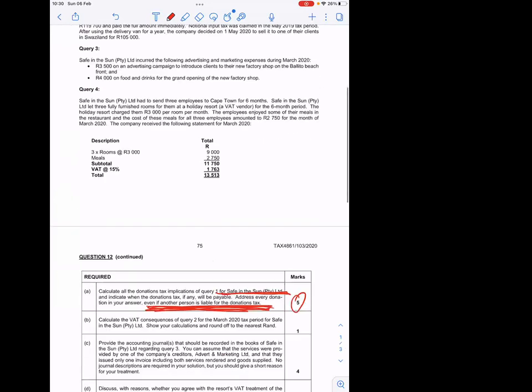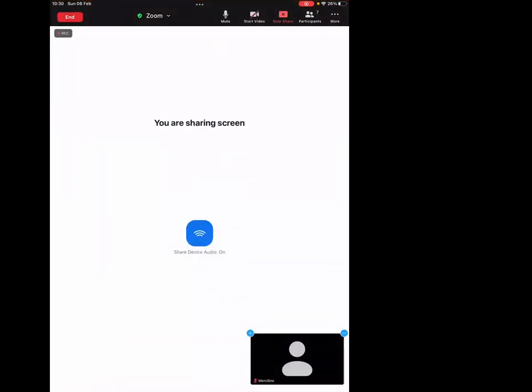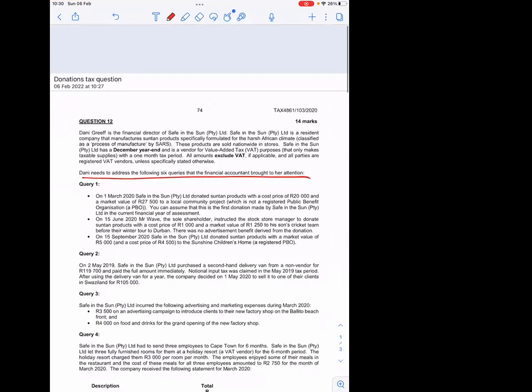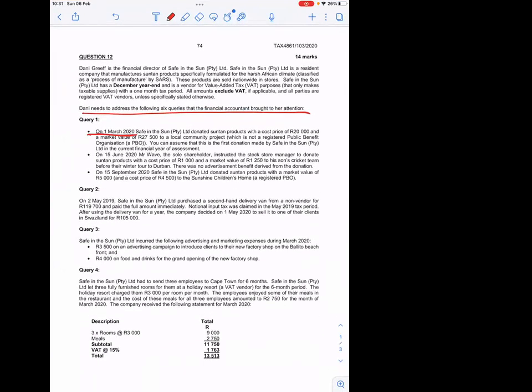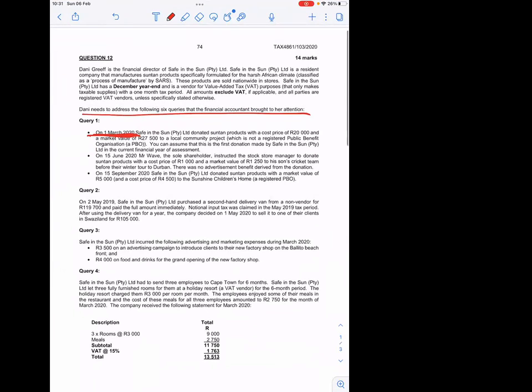Query number 1. Here we are addressing query number 1, remember. Donation tax implication for Safe in the Sun. And they say where any other person is liable, we have to also say so. On 1 March 2020, Safe in the Sun Limited donated suntan products with a cost price of 20,000 and a market value of 27,500 to a local community project, which is not a public benefit organization. You may assume that this is the first donation made by Safe in the Sun in the current financial year.